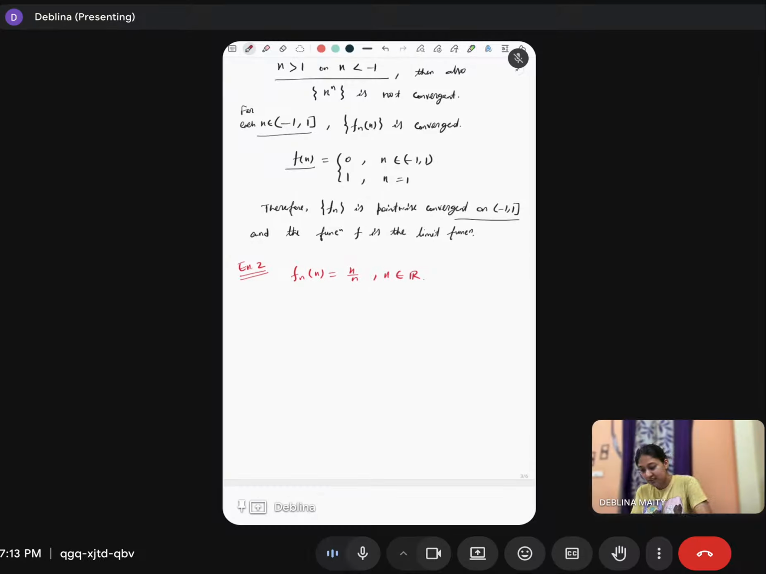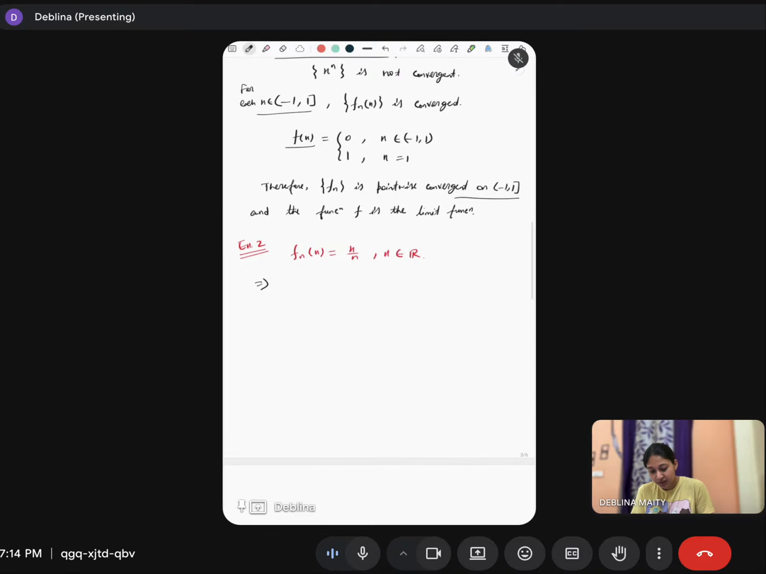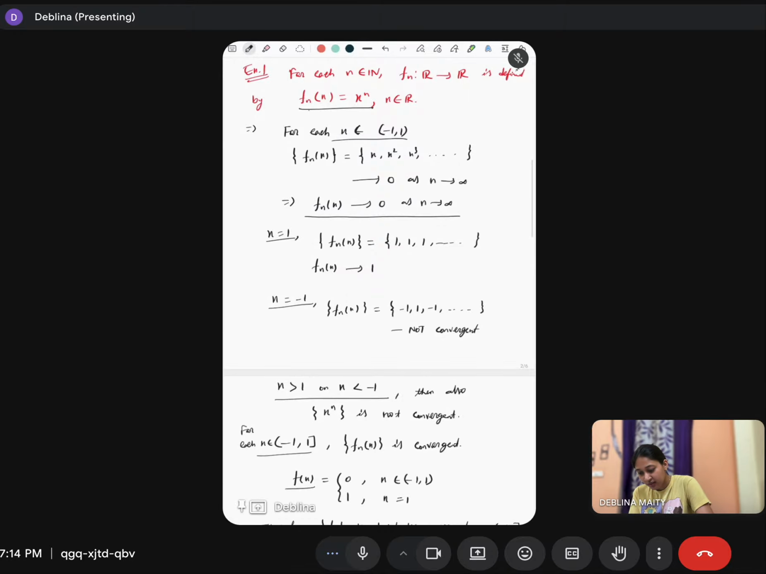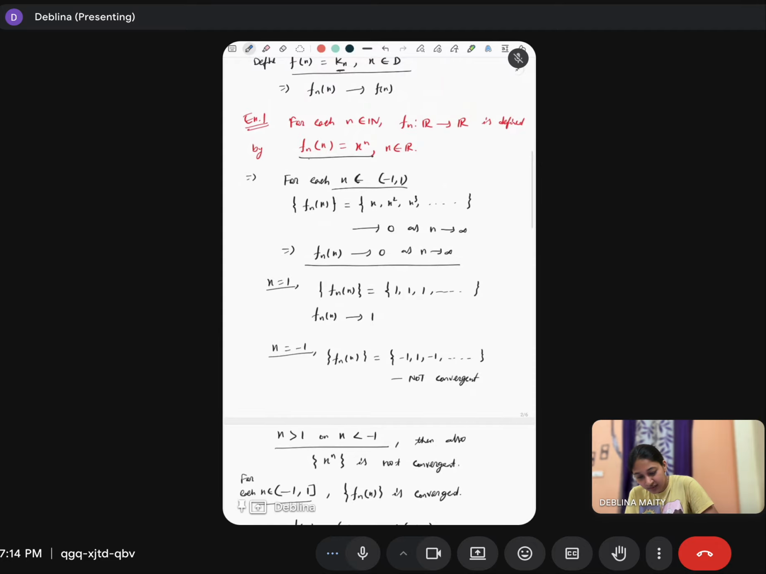Now, is this sequence of functions convergent, pointwise convergent? And if it is pointwise convergent, then what is the limit? Where x belongs to R. Now, how do these functions look? Now, in example 1, how does this sequence look?